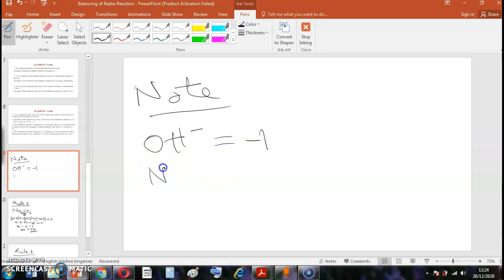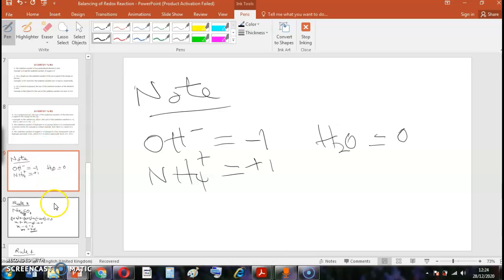Then we have NH4 plus. This one also exists as a unit, with oxidation number for the whole unit being +1. Then you may see H2O in a certain compound. Please, the oxidation number for water is always 0. I want you to take note of this carefully. Now, let me then throw more light on rule number 3 and then 4.